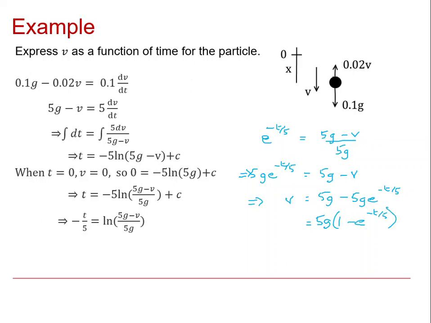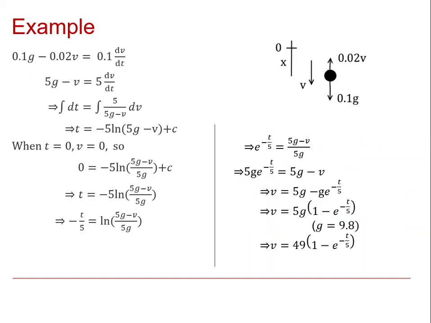Now we're not asked this, but expressing it that way shows that if you let t get larger and larger, so the exponential term tends to 0, the velocity is approaching 5g. It will be a terminal velocity type situation. So if we put g as 9.8 in, that 5g will turn into 49. So let's do that on the next slide. We got as far as there, and now we put in g as 9.8, so our final answer is v is 49 times the bracket with 1 minus e to the minus t over 5 in it.